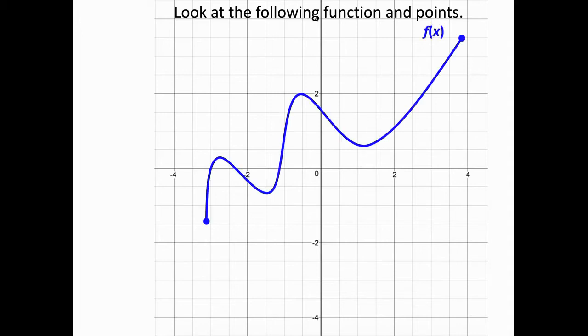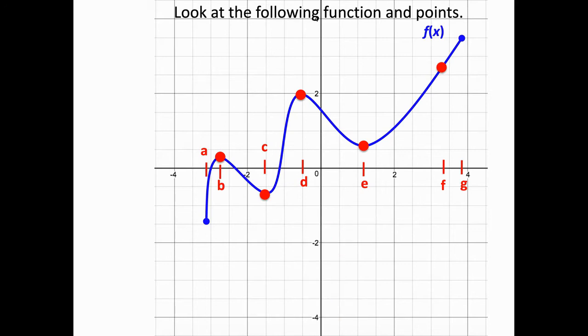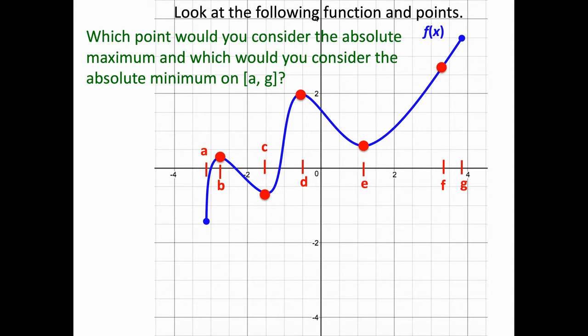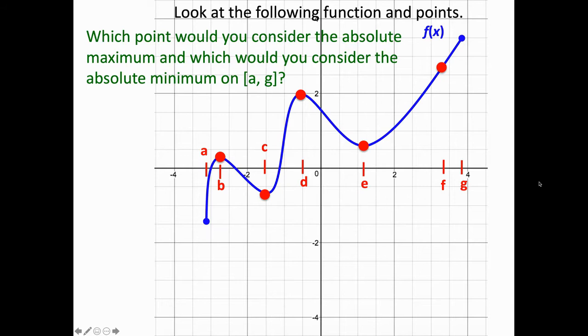So here's a function f of x. I know it's pretty. I gave you a whole bunch of points. They all have their own names and labels. Now, I have a question. Which of these points would you consider an absolute maximum? Which would you consider an absolute minimum on this closed interval from a to g? Don't think too hard. I know, this is a tough question. The absolute maximum would occur all the way up here at g, and the absolute minimum would occur all the way down here at a.